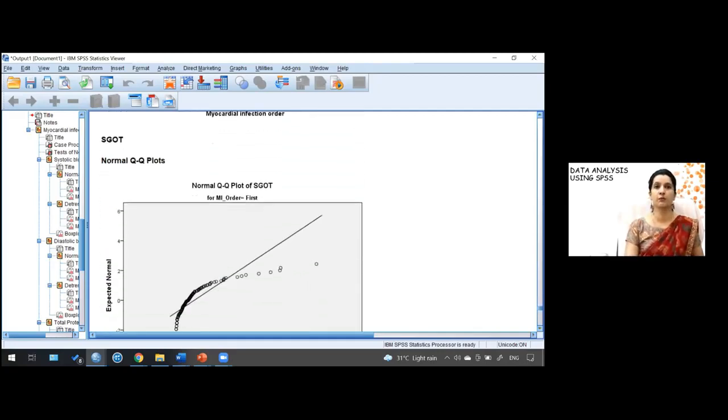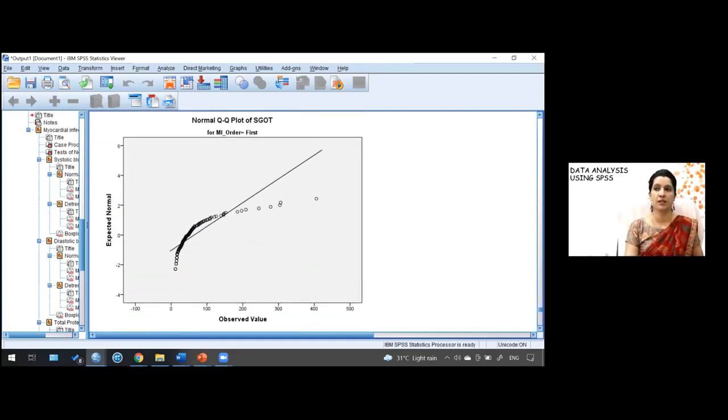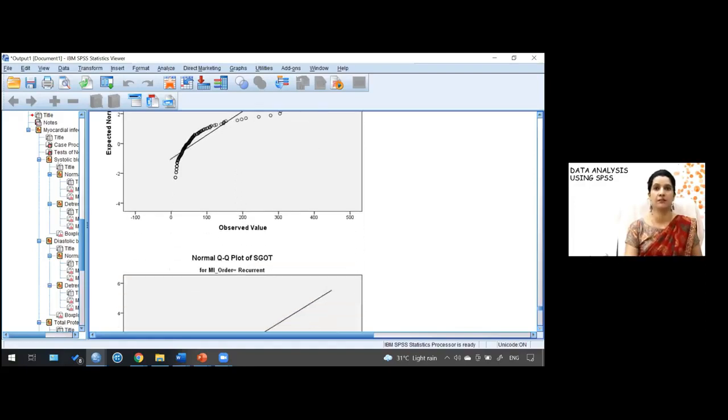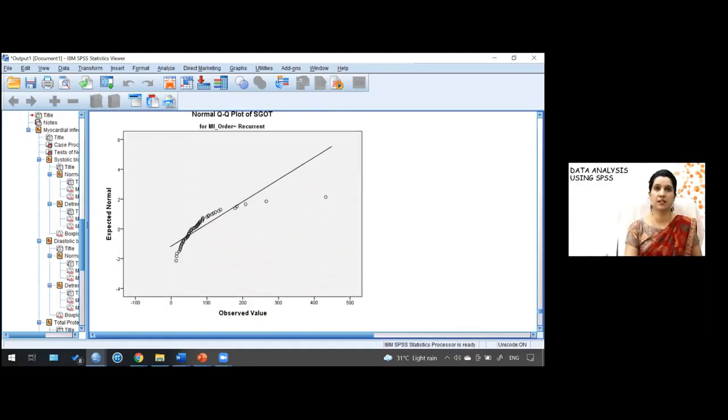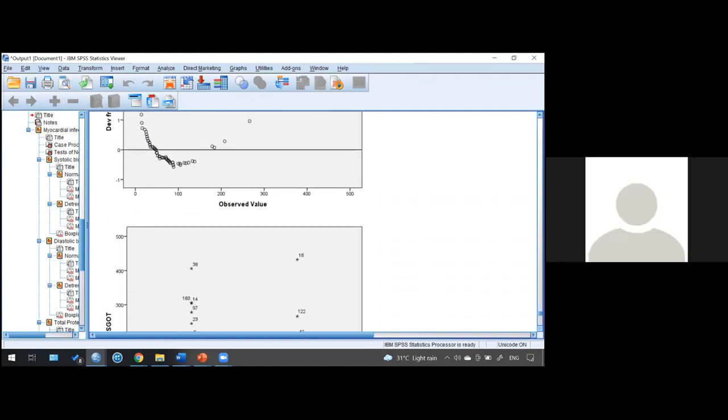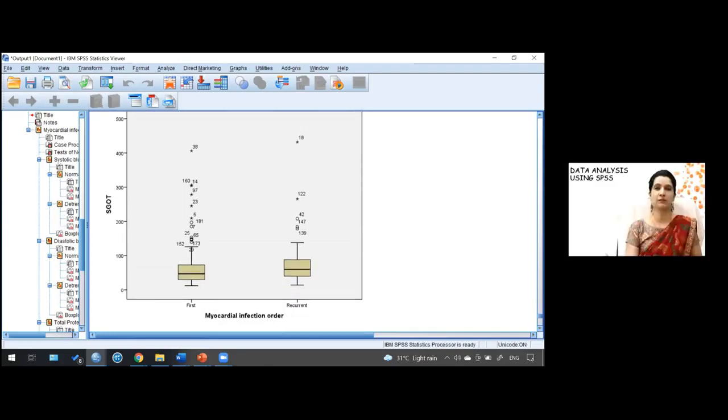So this is again the QQ plot of SGOT. Can anyone comment on the QQ plot of SGOT? What do you think from the visual inspection of this QQ plot, is it normally distributed or not normally distributed? Kurtosis is there. Yes, very right. And if you see the recurrent order, again the same thing. And if you see the box plot, can you see the box plot? So there are many outliers in both the cases.